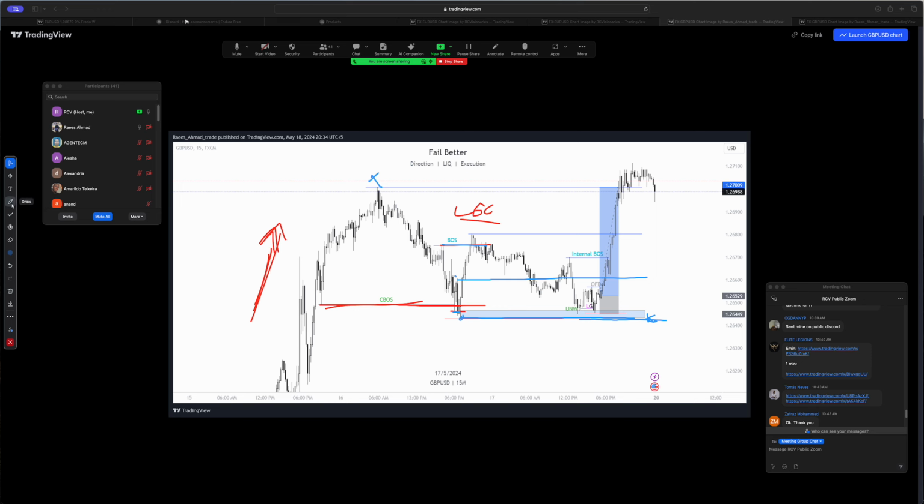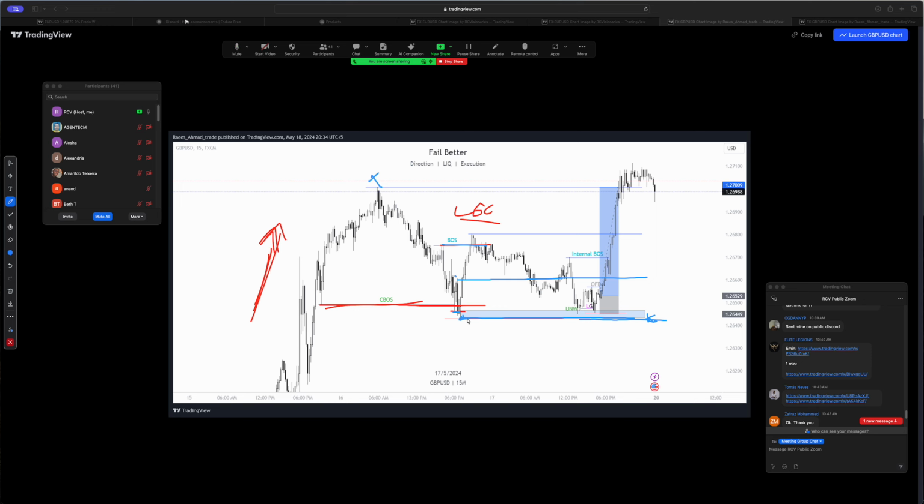Yep, but the thing is, what is the cost of that? Maybe I'm getting a higher probability scenario, but I'm sacrificing my risk to reward. Because you're essentially going from, let's say, a 1 to 6, 1 to 7 maybe, to a 1 to 2, 1 to 3. But there is a lot more peace of mind here. For example, I know that I'm getting into the trade, and I know my stop loss is out of the invalidation.